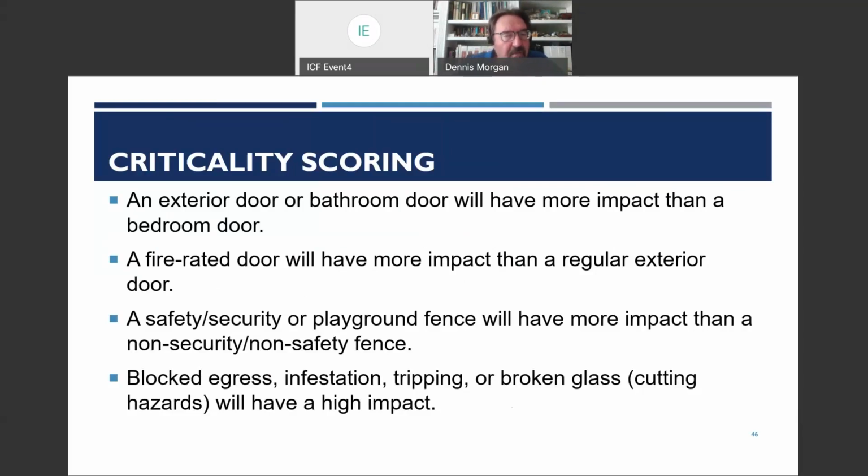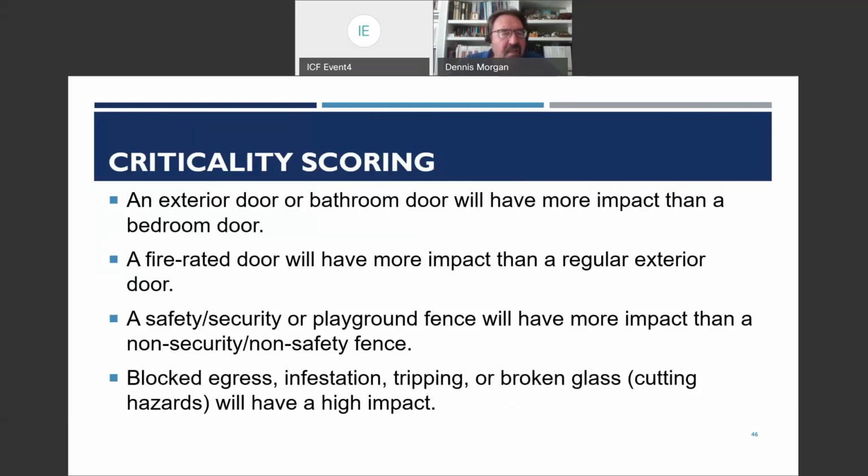Safety and security on fencing has a higher criticality than a non-safety and non-security fence. So now I'm looking at a perimeter fence and I'm looking at an interior fence. That perimeter fence that is 4 feet or above is designed to be part of your safety and security fencing, and has a higher impact than that non-security fence on the inside of, let's say, your area. Safety and security means higher impact, higher criticality, and more points associated with the deduction that would come from that.